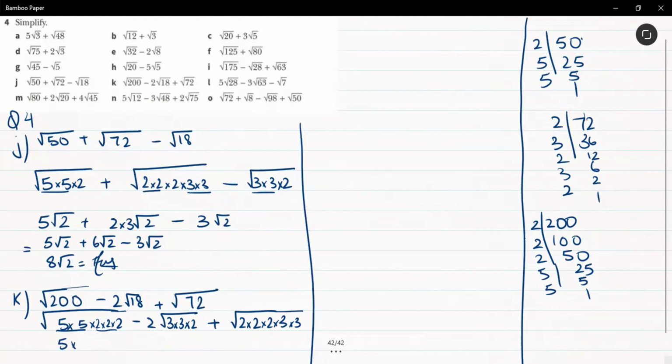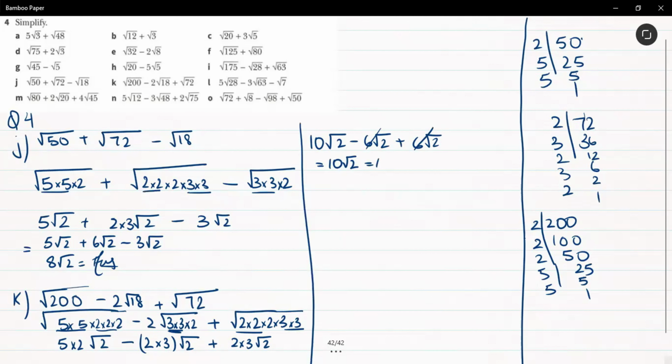So we've got 5 multiplied by 2 under root 2 in negative under root 200 minus, what is 2 under root? In fact, not 2 under root. We've got a pair of 3 here, so that would mean 2 multiplied by 3 under root 2, plus a pair of 2 and a pair of 3, so 2 multiplied by 3 under root 2. That would give us 10 under root 2 minus 6 under root 2 plus 6 under root 2. The 6 and -6 will cancel down, and the final answer would be positive 10 under root 2.